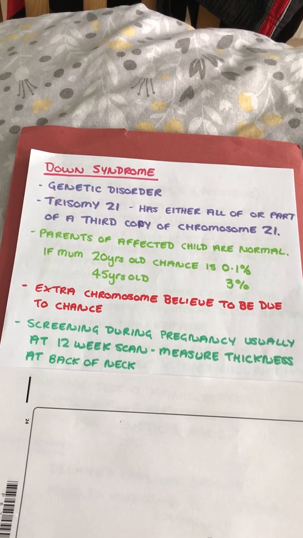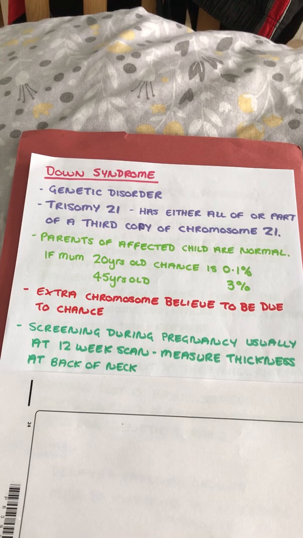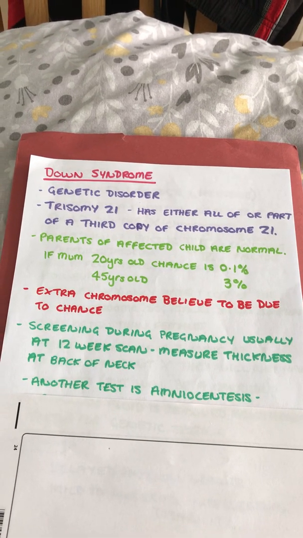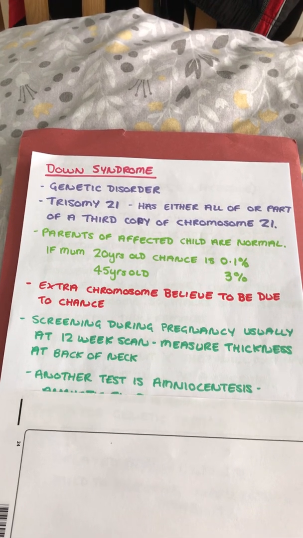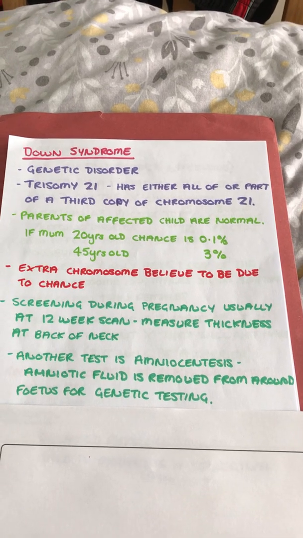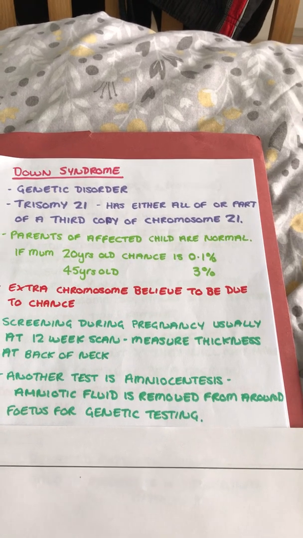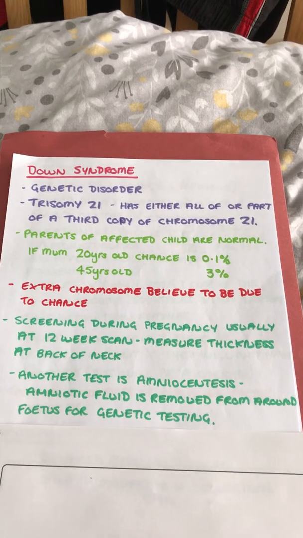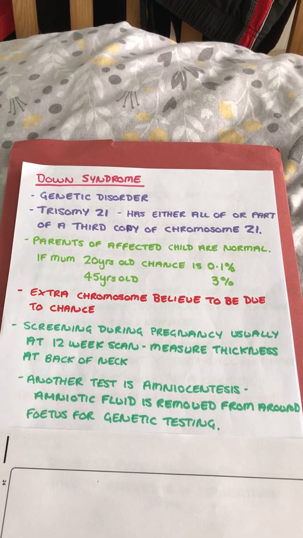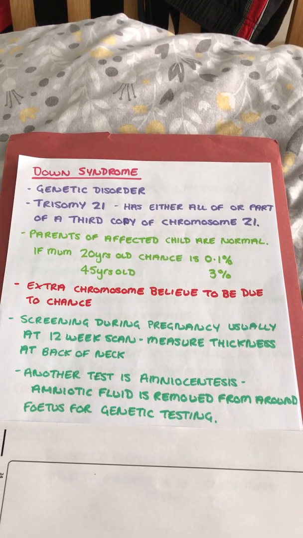They'll take into account your age. And then if you are slightly older and other factors have come in, such as the thickness of the back of the neck, they may ask you to come in for an amniocentesis test. So here what they do is they take some amniotic fluid from around the fetus for genetic testing. So they put a long needle into the bump, essentially. This will pierce into the amniotic sac, which contains the amniotic fluid, which also contains the baby, and they will draw off a small amount of fluid.